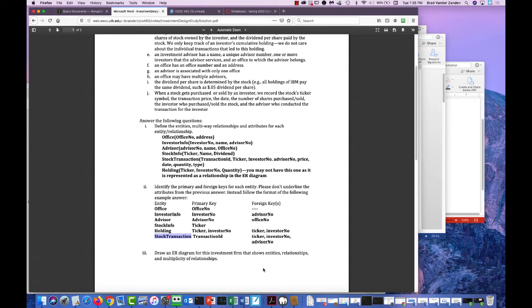It's how many occurrences could occur. Given one investor and one stock, how many transactions could have occurred? So in this case, no transaction may have occurred, in which case there's no advisor, but they may have bought multiple times from multiple advisors. So you're counting the number of occurrences of an entity.